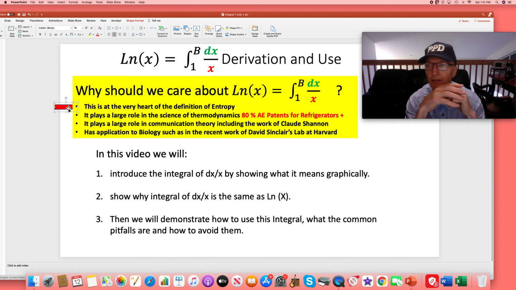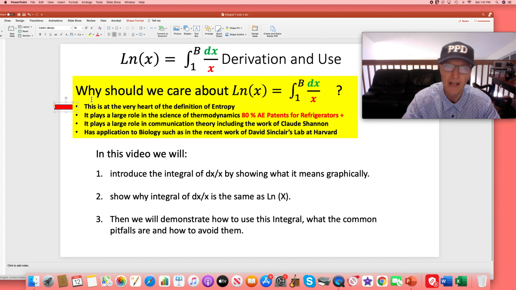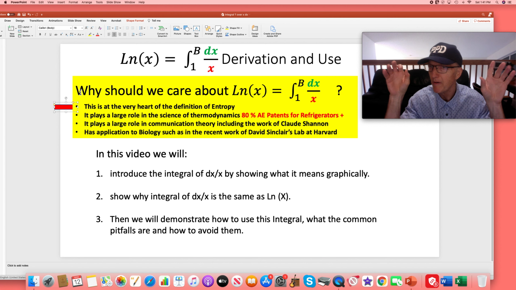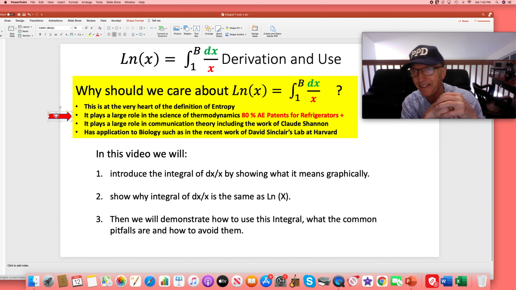And in the future, I'm going to be doing a presentation on entropy and its relationship to thermodynamics and to Claude Shannon's communication theory and others. And I need to have an understanding so people can follow some of the arithmetic or mathematics involved. The other reason is that the integral of 1 over x dx equals ln x plays a large role in the science of thermodynamics.